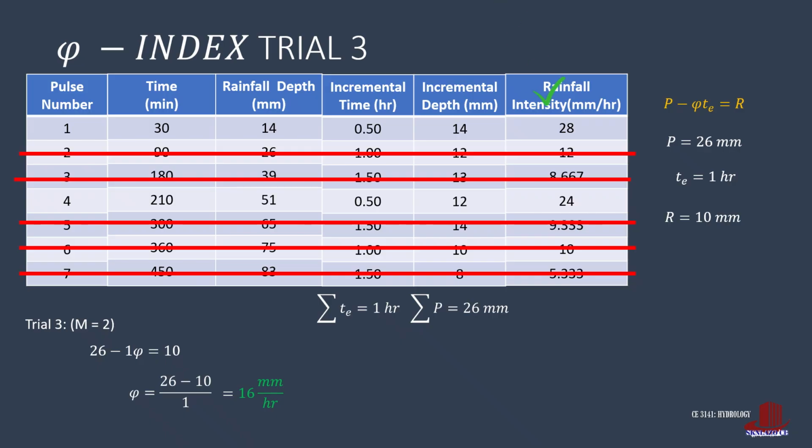Check with the intensity of 28, which is more than the index. Then 24, which is also higher than the index. This shows that we have arrived at the final phi index, and it is 16 millimeters per hour.